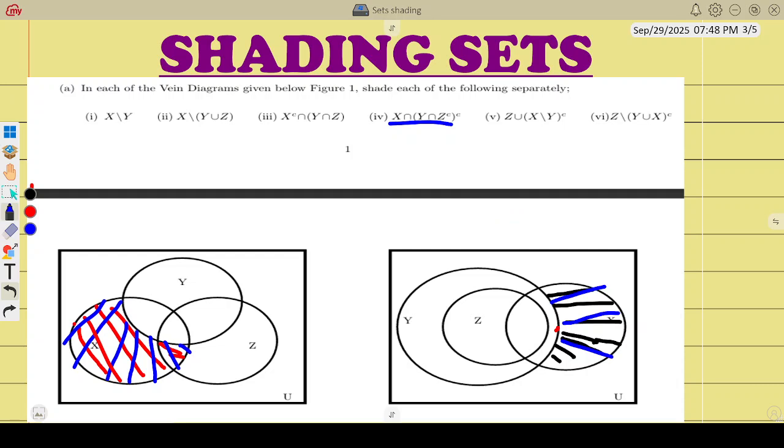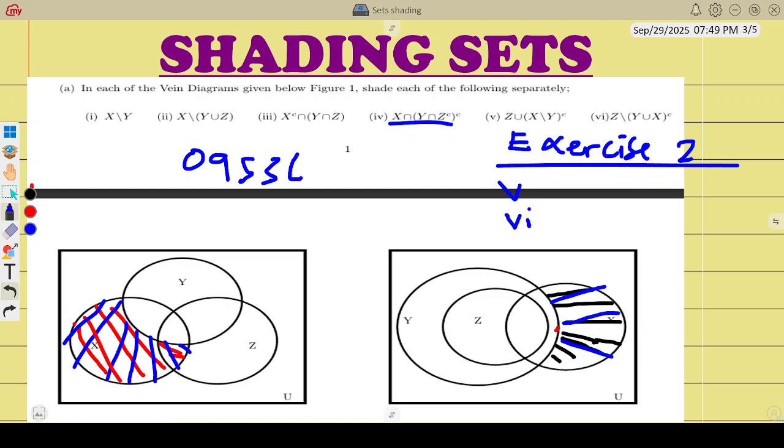So this is your exercise 2. In the previous video I said you're going to have a lot of exercises. So answer questions 5 and 6 there. Try shading and show me what you get. Submitting is not mandatory, just if you want to verify. So this is how you can shade.